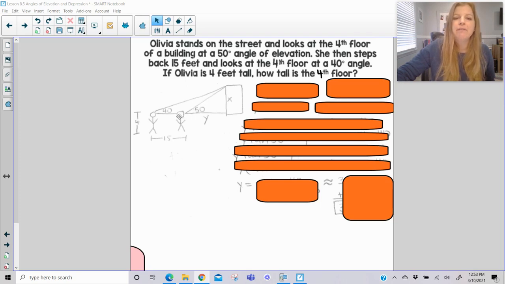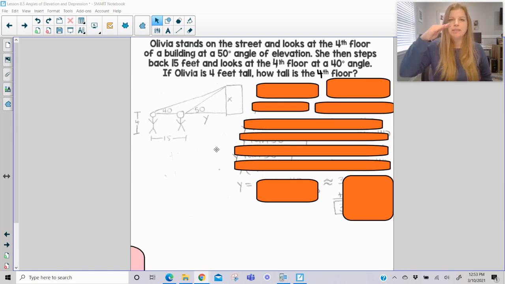She then steps back 15 feet. So there's a length of 15 feet. And now here is Olivia again, now for the second time. And she's looking at that same point at the top of the 4th floor, but now at a 40-degree angle. And now it would make sense.